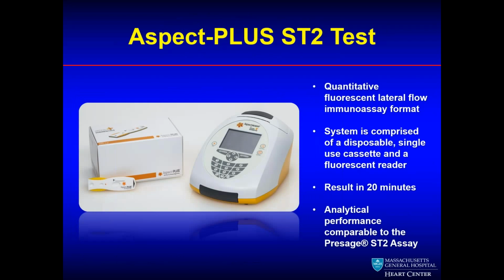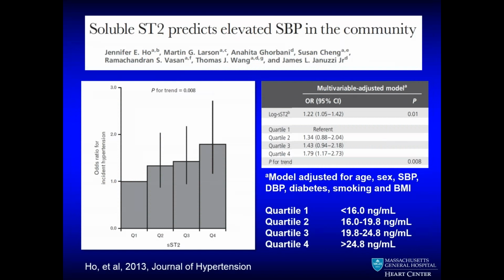Now, what about testing in normal patients? These are patients that we might see in the office who might be at risk for the development of heart disease, but who do not yet have heart failure. We measured ST2 in the Framingham Heart Study, and what we found was that ST2 concentrations were a significant predictor of the development of hypertension in the future in patients who were not hypertensive at the time that ST2 was measured.